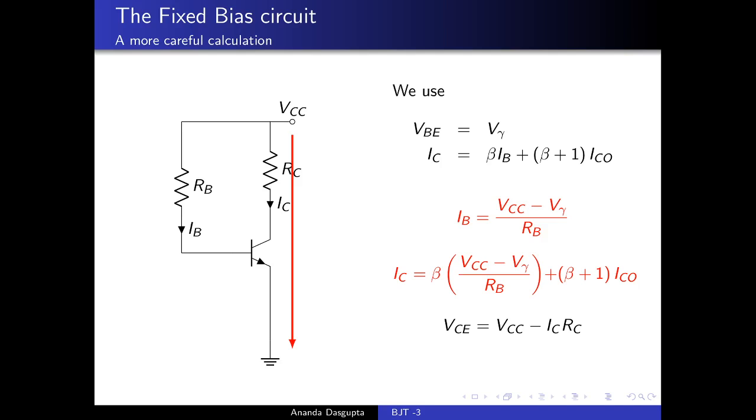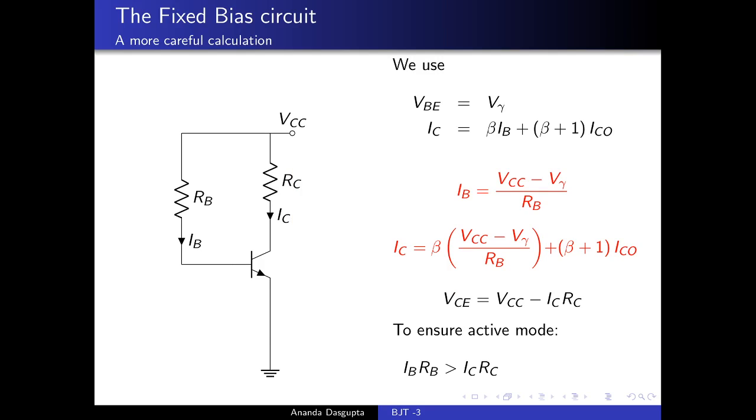Now, there's one caveat here. You have to be careful about one thing. All this calculation has been done assuming these two equations, which of course comes from the active mode approximation of the transistor. So these calculations will be valid only if the transistor is in the active mode. So after we do the calculation, we should really check whether the transistor is in active mode.